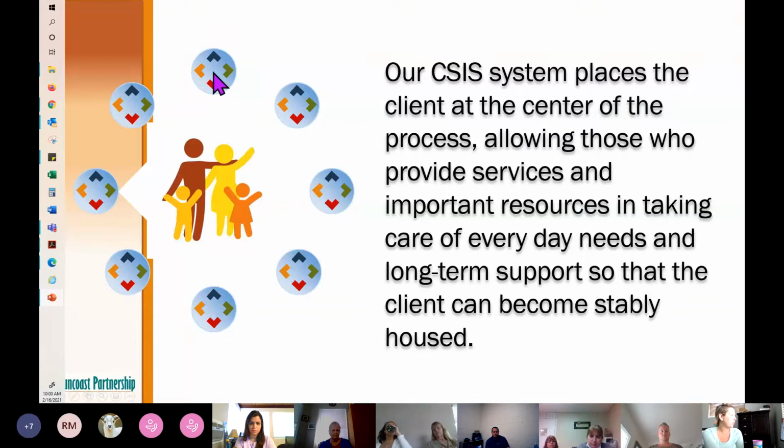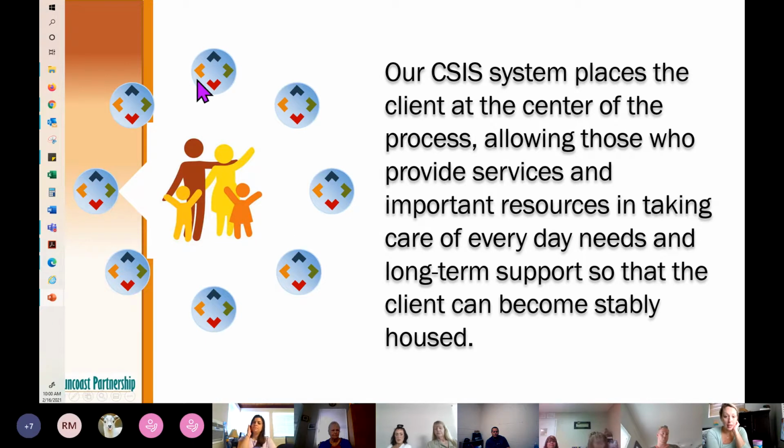So this might be the rapid rehousing provider. This might be the career source where we've referred the mom and dad to get assistance in finding a job. The Early Learning Coalition is going to help the family get the clients into a daycare center so that mom and dad can go to work, whatever the case may be. But the idea is that the clients are always at the center of our system.